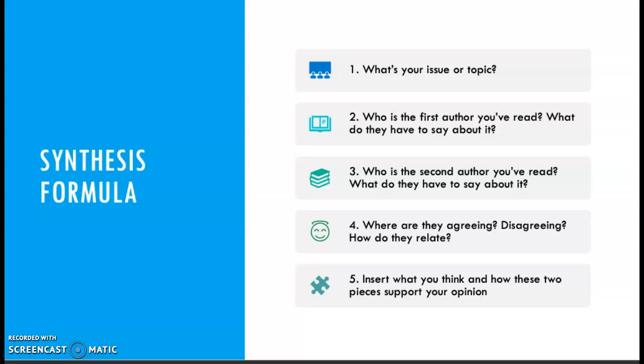So here's our synthesis formula. First things first is we want to answer these questions before we try to write it. So number 1, write down, what is your issue or your topic? Remember, we've talked about those before.